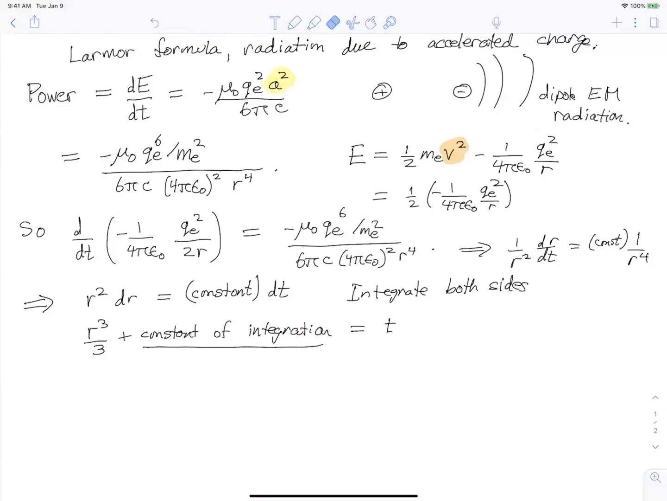Okay. So another way of writing this, if you're very careful to keep track of where all the constants are going, is this is going to amount to r cubed minus r0 cubed. R0 cubed is just my name for some constant, is going to equal minus a constant I'm going to call k times t minus t0.